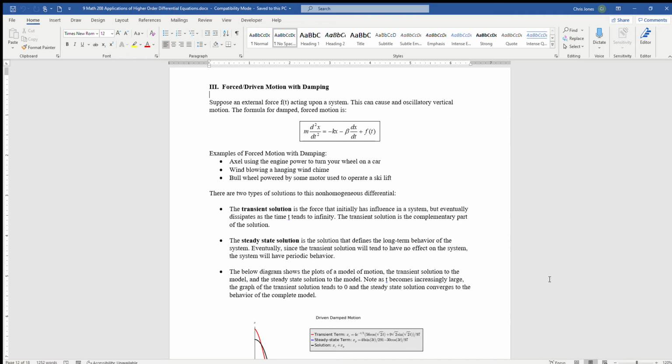The steady state solution, or more particularly the particular solution, is going to model the long-term behavior. So there's going to be a narrow window in the beginning where the transient solution has a pretty decent effect on the overall equation of motion. But after time passes, that transient solution is going to be negligible and the steady state solution is going to overtake the behavior. It's going to dominate.